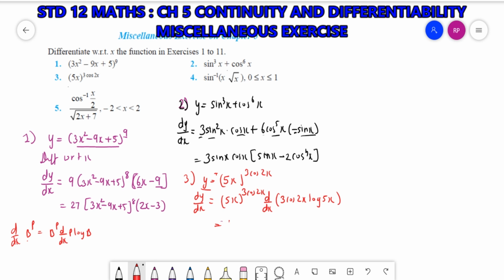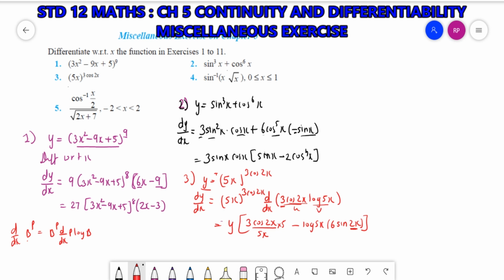Okay, so (5x) raised to 3 cos 2x at present, let's write it down as y. Now this will be u and v. 3 cos 2x as it is. Derivative of log x is 1 by x, so derivative of log 5x will be 1 by 5x into d by dx of 5x, 5, plus log 5x as it is, derivative of 3 cos 2x, that is derivative of cos 2x, that is minus sin 2x. So I will change this sign, minus sin 2x into d by dx of 2x, 2, and this 3, so 6.